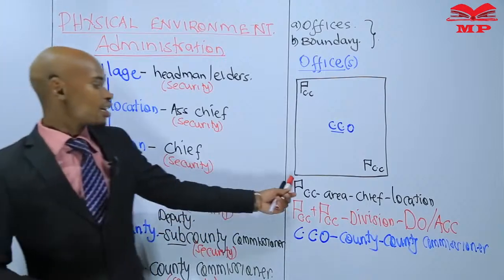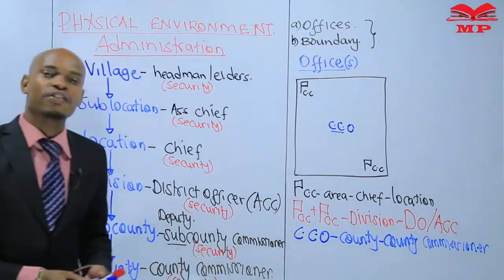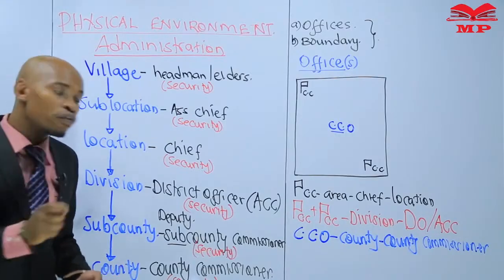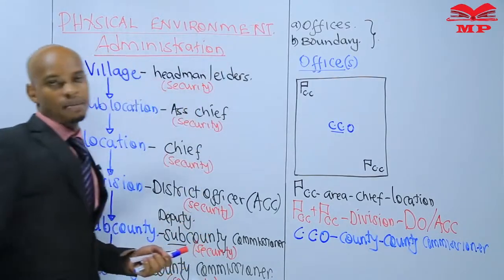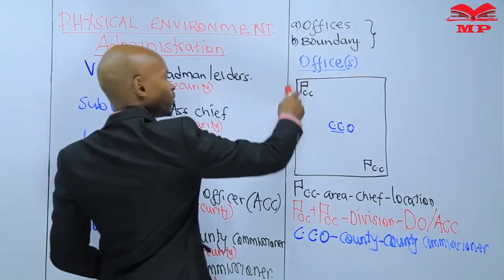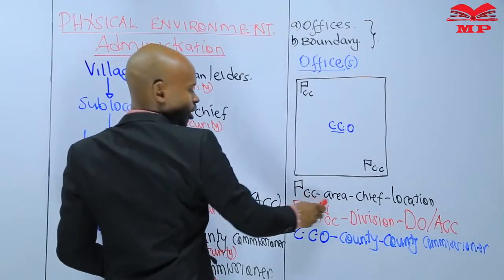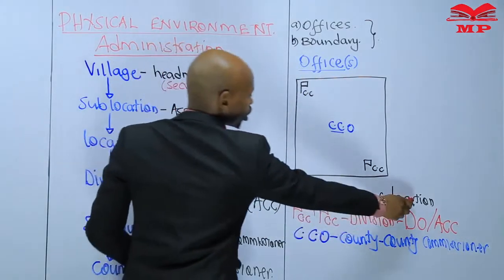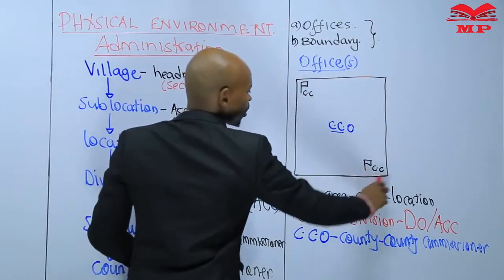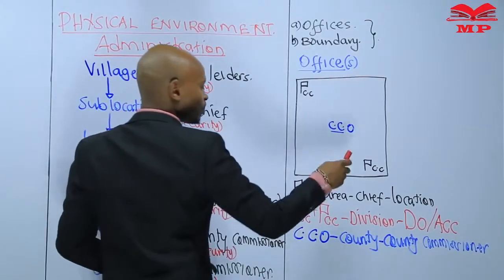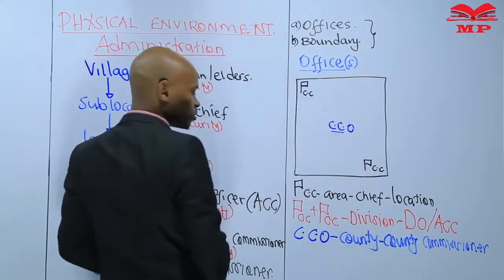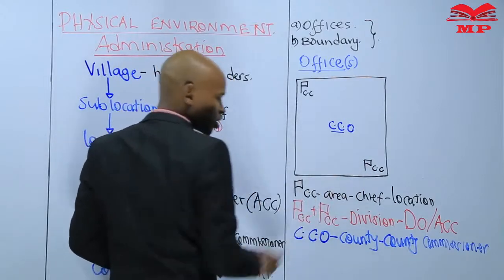These are the three things that you really need to differentiate when it comes to using an office or offices to know the administrator. We started with one chief camp: the area is a location, the head is a chief. If they are two, you do some mathematical addition. A chief camp plus a chief camp, or a chief plus a chief, that's a DO. A chief camp plus a chief camp, that's a division.